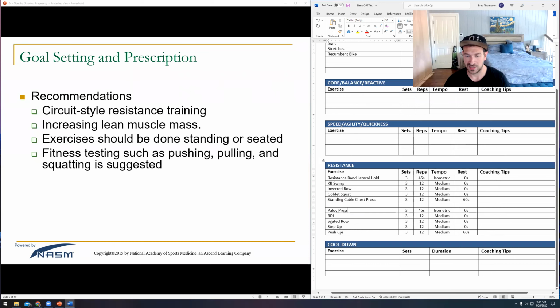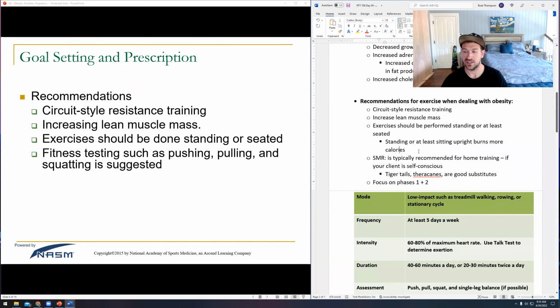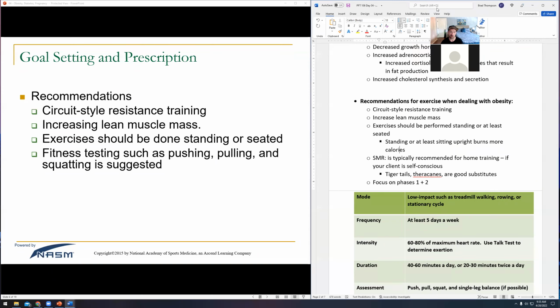I got the Pavlov press, RDL, seated row. It's still seated upright and it's free sitting, so I don't hate that one. Step up is really good. And then I will say push-ups on the ground, probably not so much. Let's do incline push-ups instead. So that way they're in a standing position, going down. Plus, if my client really is obese and has a hard time getting to the floor, that's probably the right level of difficulty too. Full-on push-ups might have been a little bit far-reaching. So all I did was make a slight adjustment to get a couple extra calories burned by keeping my client on their feet.